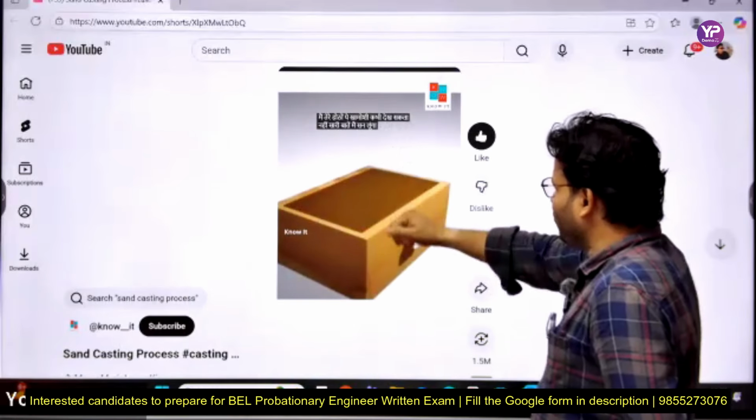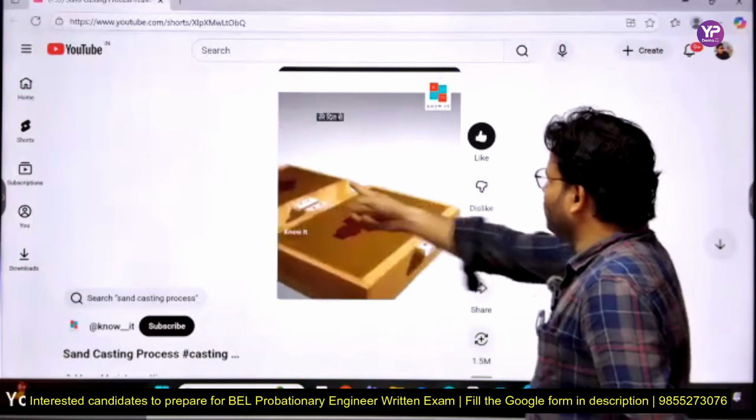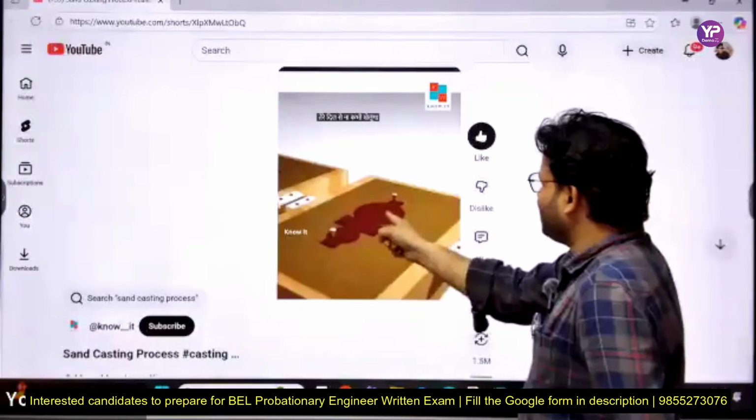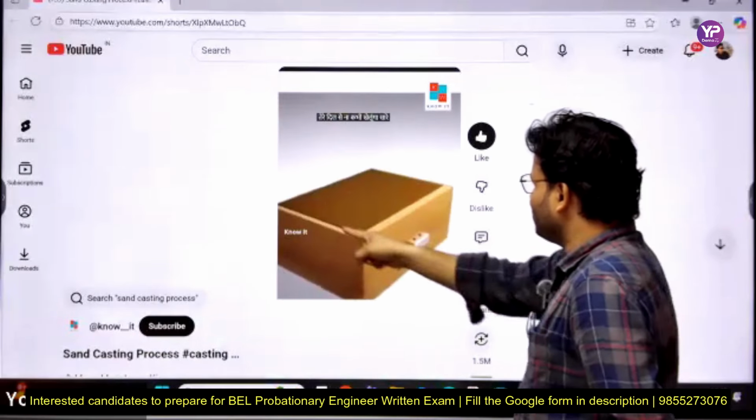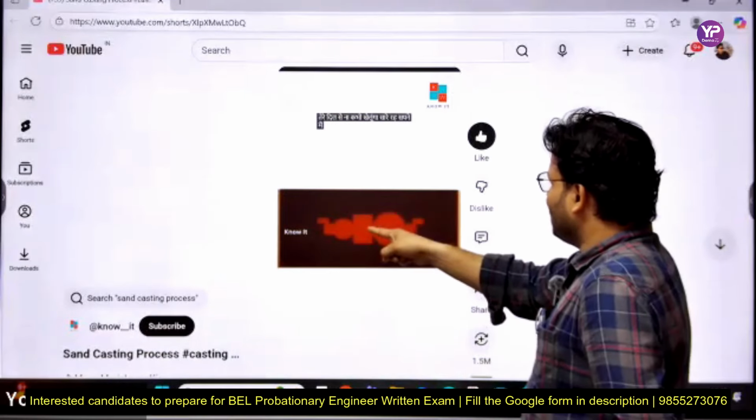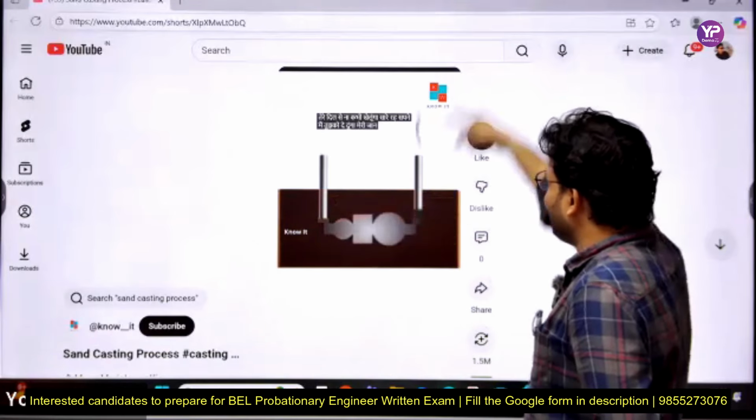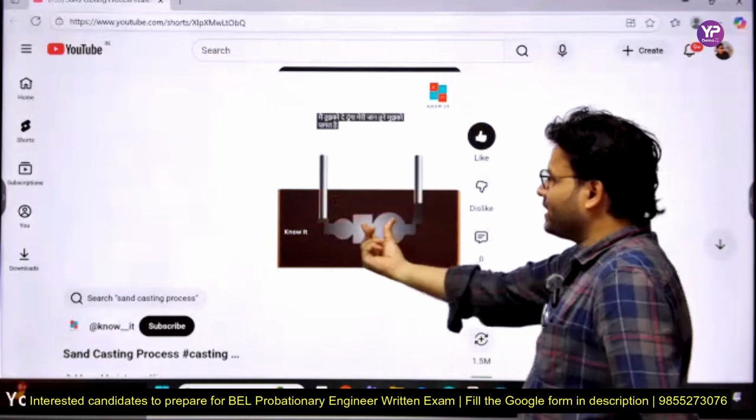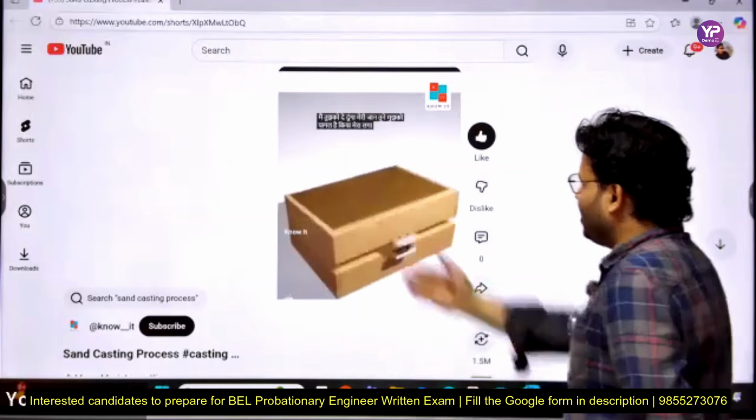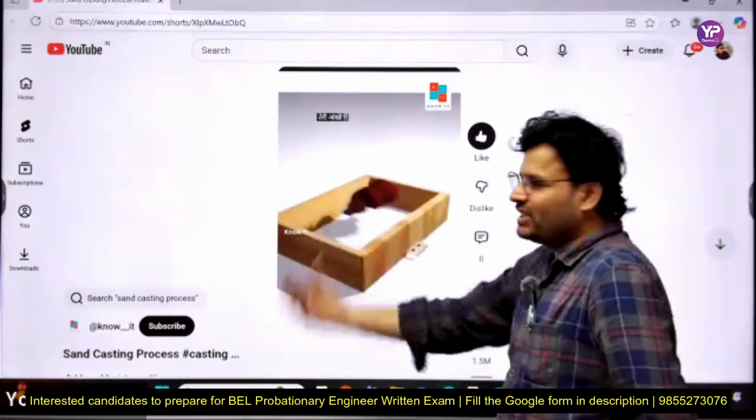Do the ramming if required. Remove the pattern from the sand. And after that you have to pour the molten metal, and here the gas is going to be removed and your product gets ready. After that, break the sand and get the product.